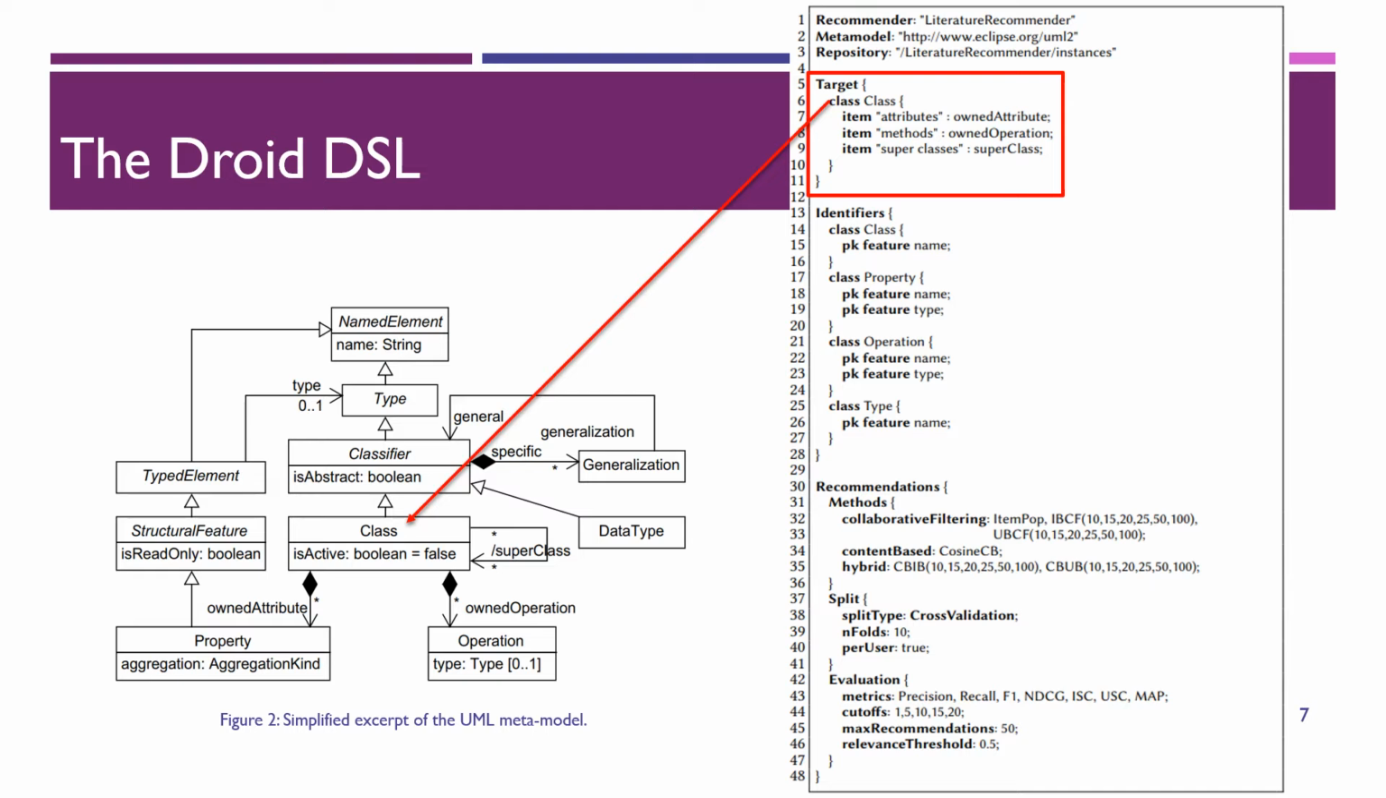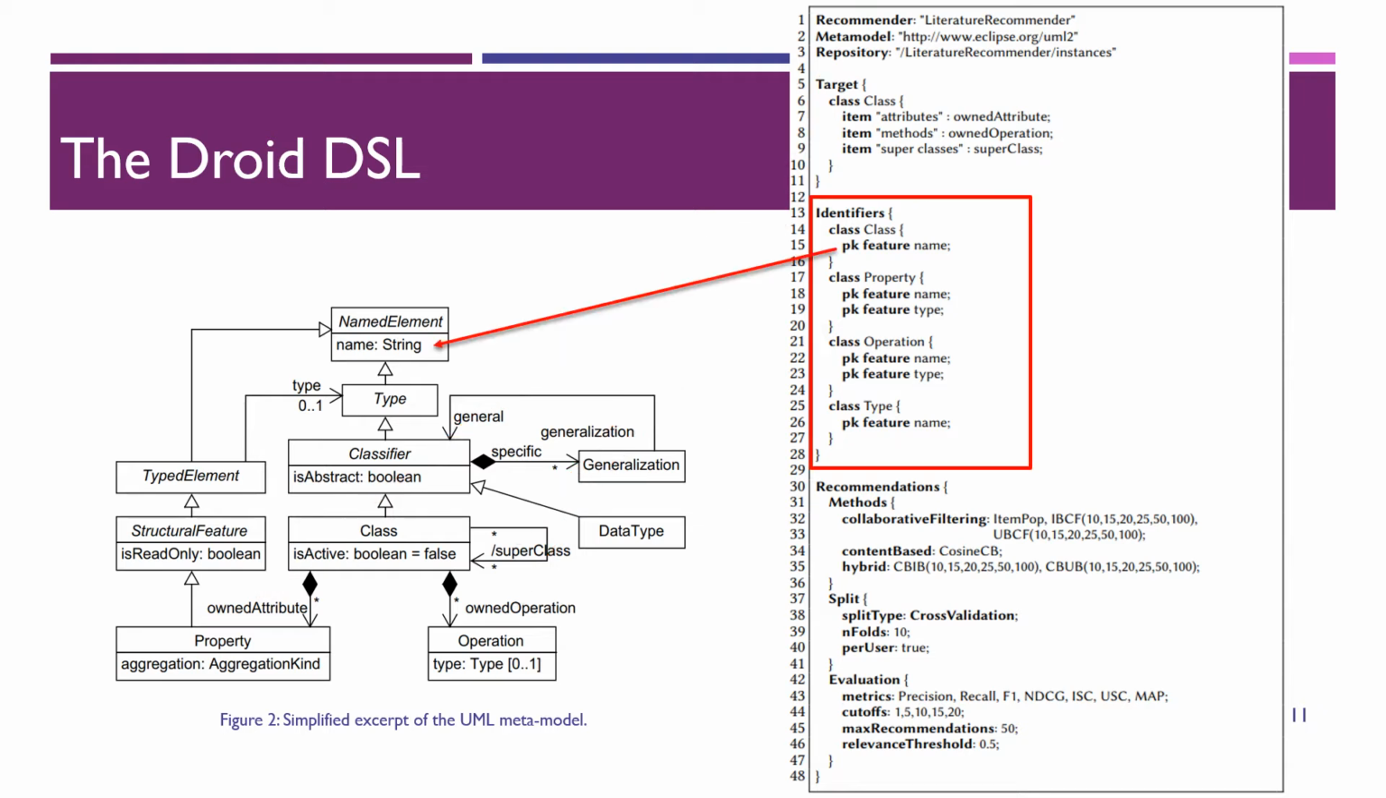From line 5 to 9, the target and items are being defined. For this case, we decide to define class as the target, and attribute, operation, and superclass as items.